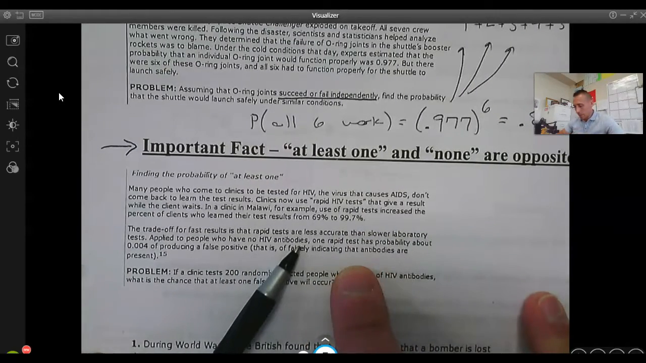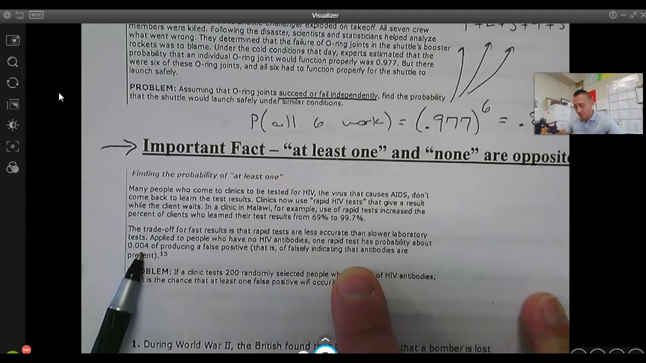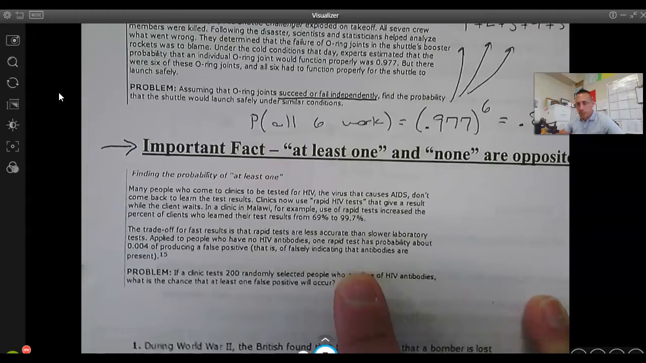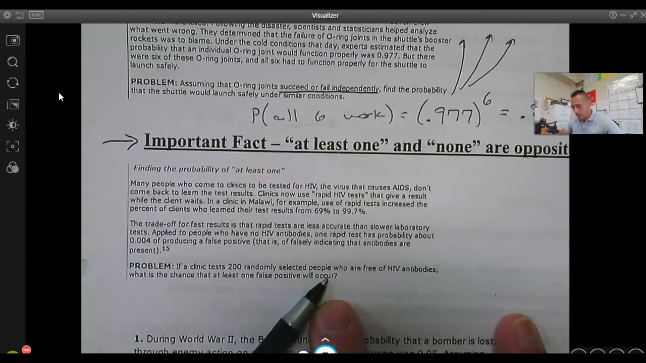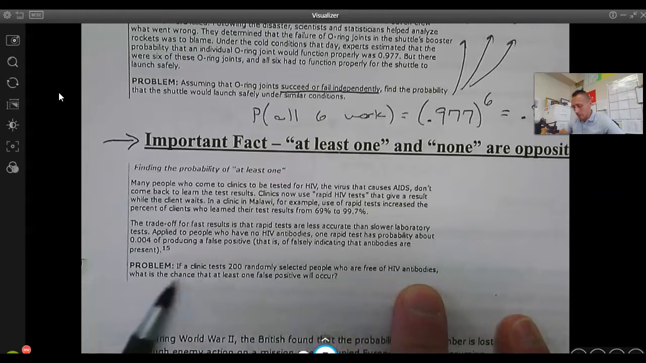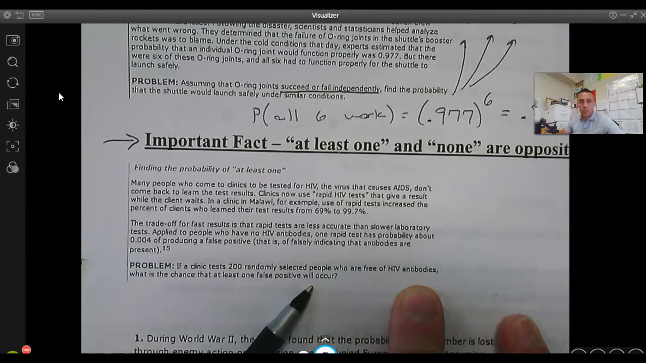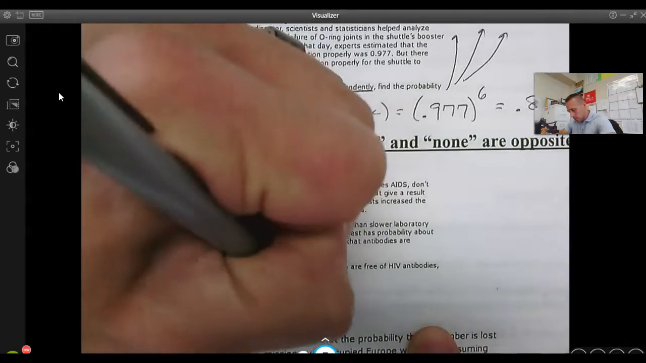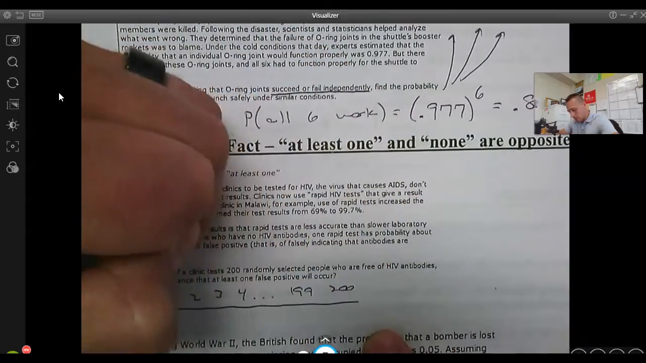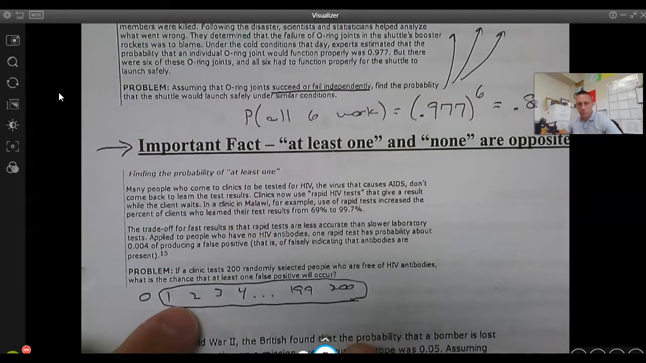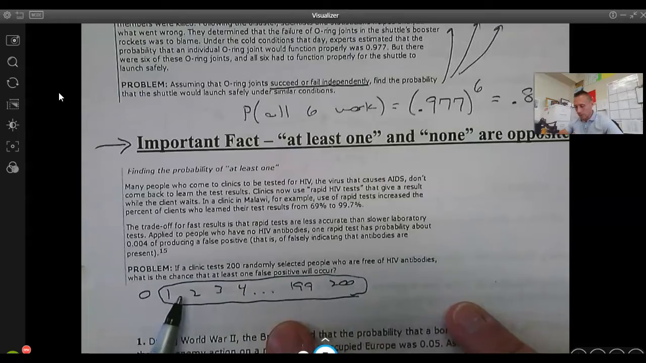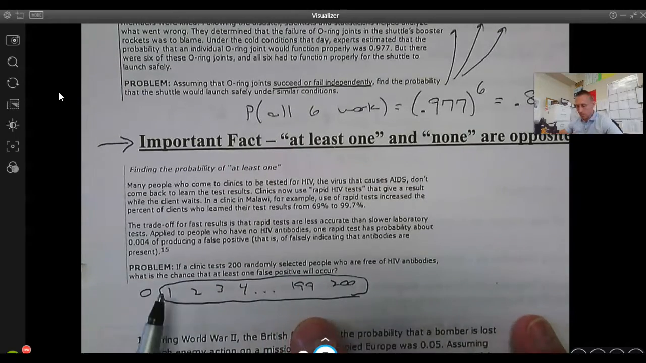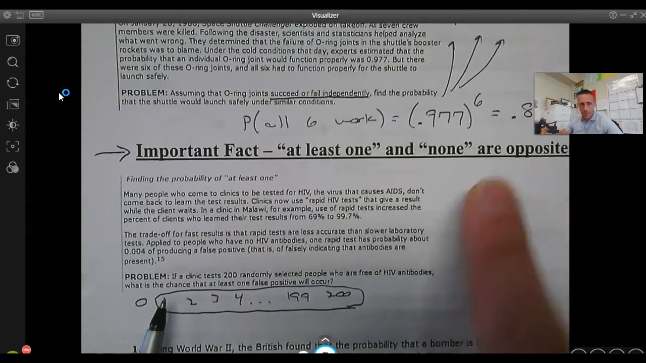So now we have a probability that one of these rapid tests gives a false positive 0.004 of the time. So a clinic tests 200 randomly selected people who are free of HIV antibodies. What is the chance at least one of them gets a false positive? So really, if I think about this in terms of numbers, I have 0, 1, 2, 3, 4, ... 199, 200. At least 1 means I need the probability of 1 or 2 or 3 or 4. This calculation would be completely overwhelming to do. So knowing that at least 1 and none are opposites, that's what we're going to do.